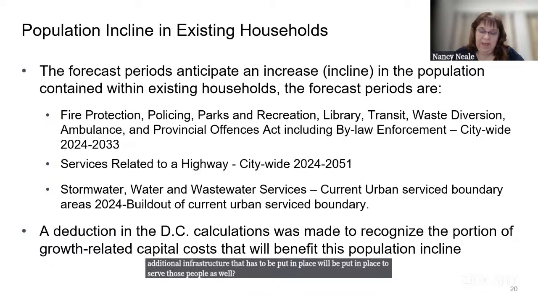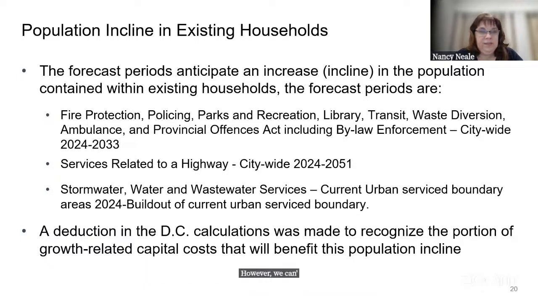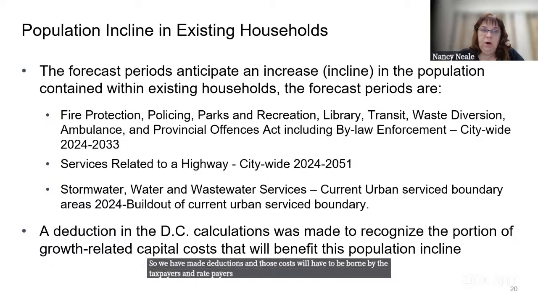However, we can't collect a development charge from an existing home. So we have made deductions, and those costs will have to be borne by the taxpayers and ratepayers for their proportionate share of the costs.